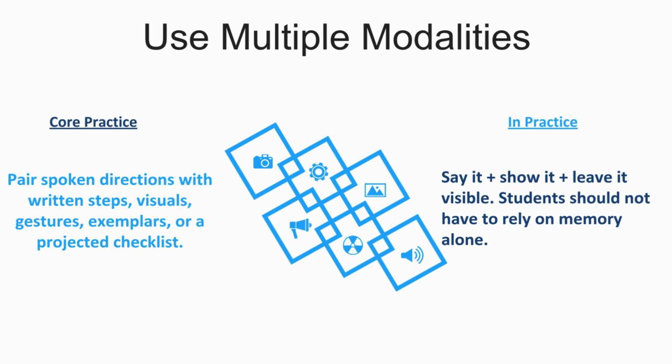You want to definitely use multiple modalities: spoken directions with written steps, visuals, gestures, exemplars, or project checklists, in this case a rubric as well, that would benefit. So in practice, we're going to say it, we're going to show it, and leave it visible. They shouldn't have to rely on their memory. Oh, what did Mr. G say we're supposed to do? What are we supposed to be doing? No, they should have a visual that they can refer back to, and then if you need to, you can come through and clarify.